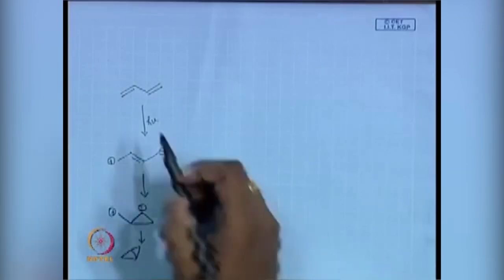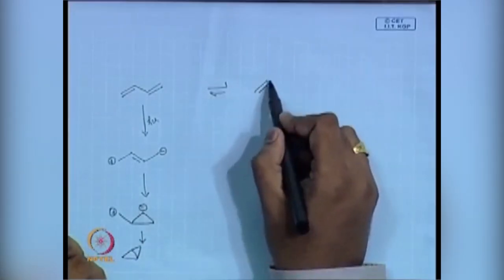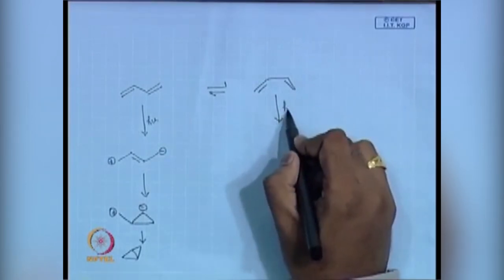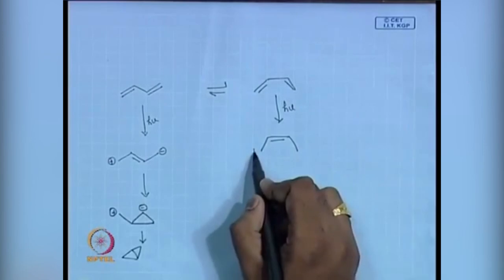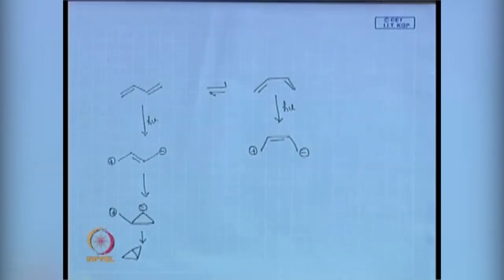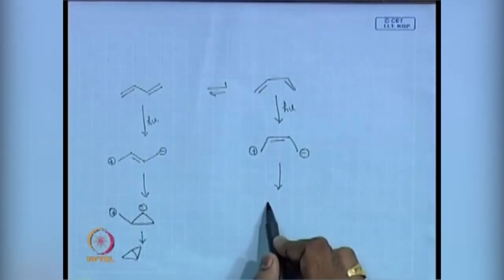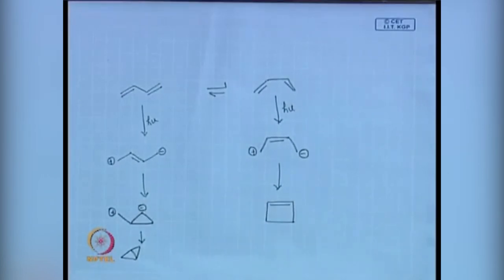Now, you know that if you take this butadiene, it exists both in trans as well as cis form. So, it will always be in this type of equilibrium, right? You have the cisoid as well as the transoid form. So, when you are irradiating, you are irradiating both forms. When I irradiate this one, because this is also in the solution, you get this product. So basically, in direct excitation, you get these two products.